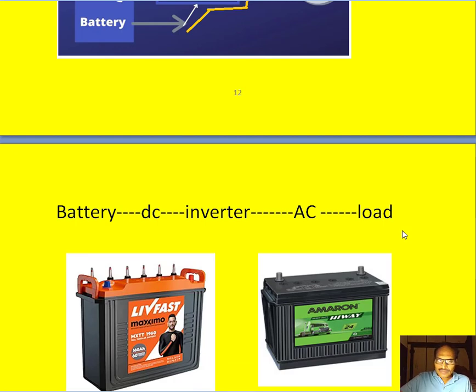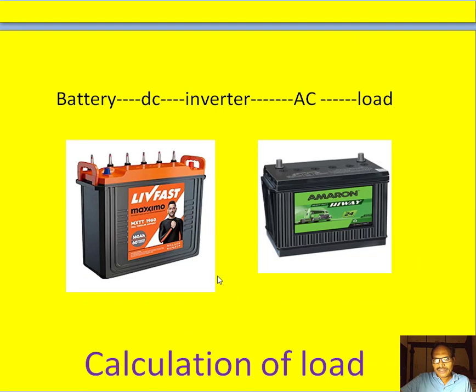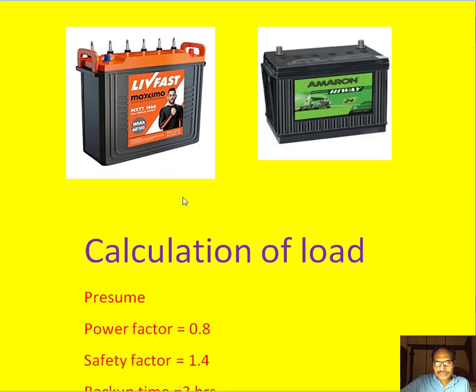And coming to the types of batteries, there are two types: one is tubular type batteries, the other is flat type batteries. The flat type batteries are less in cost, but their reliability is less and their life is also less. But when it comes to tubular batteries, their life is more, their initial cost is more, but their efficiency is more. So normally we recommend taking tubular type batteries.